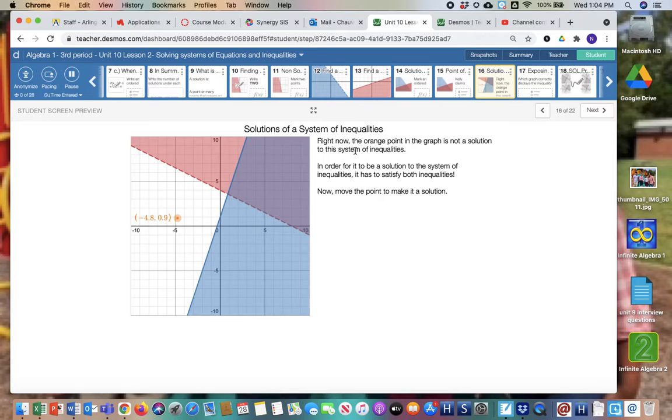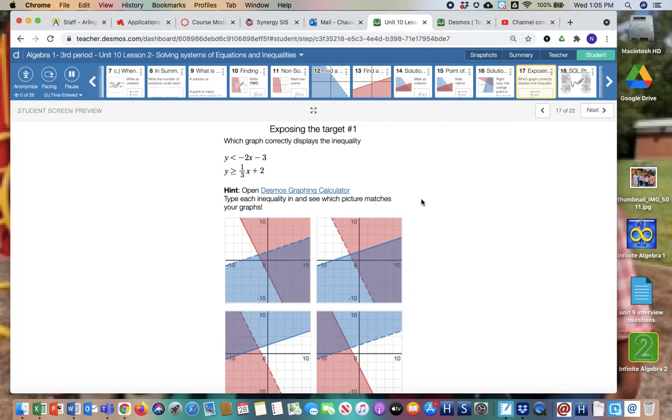Okay. So right here it says right now the orange point is not a solution. In order for it to be a solution in the system of inequalities, it has to satisfy both inequalities. Move the point to make it a solution. So is it a solution here? No. What about here? No. What about here? No. How about here? Yes. It has to be in the shaded region for the red and the blue graph, which really means in this purple zone. So that's really what we're looking for.